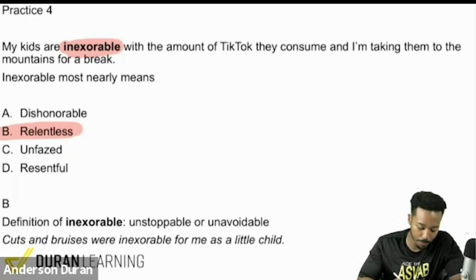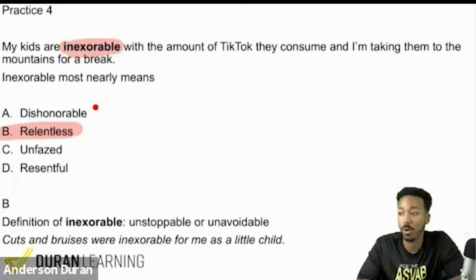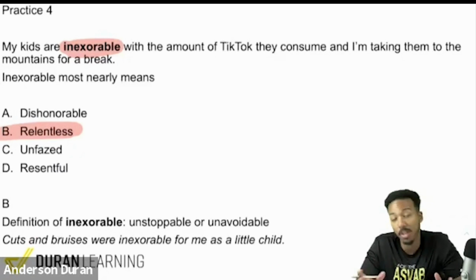Dishonorable, basically lacking faithfulness or lacking honesty. Dishonorable. Unfazed. Unfazed meaning unbothered. Meaning calm in the face of whatever distraction you're facing. Unfazed, I think we understand that pretty well, at least the majority of us here.